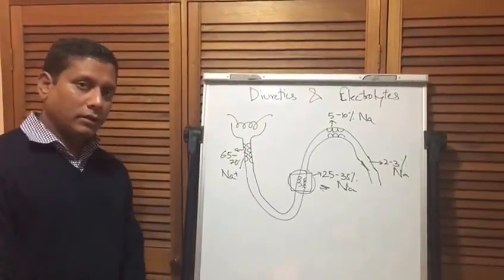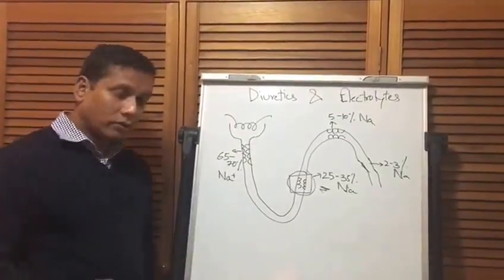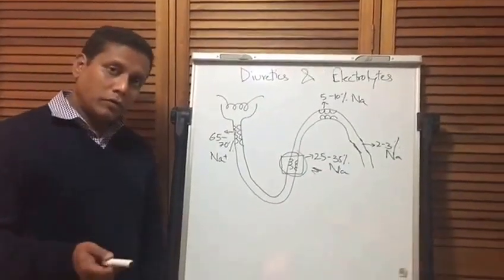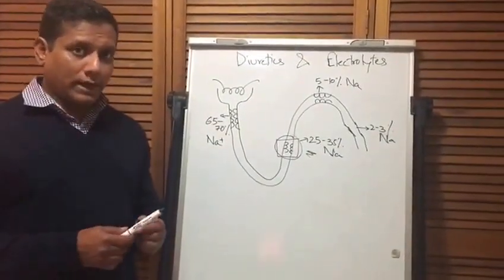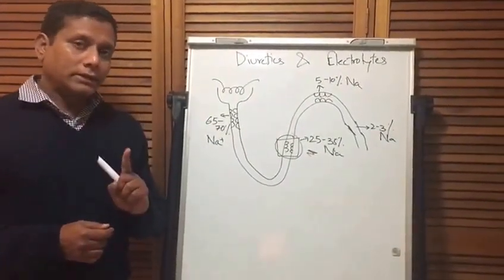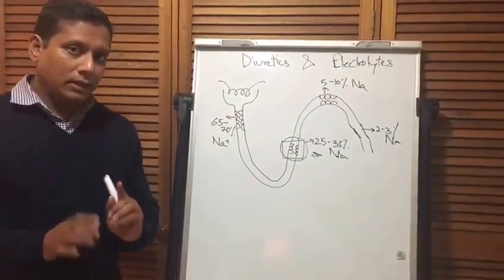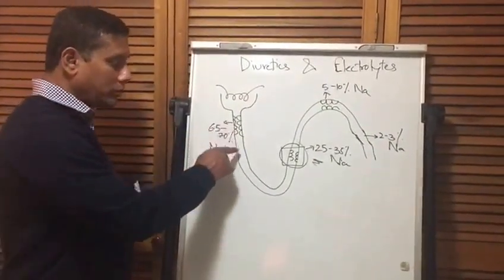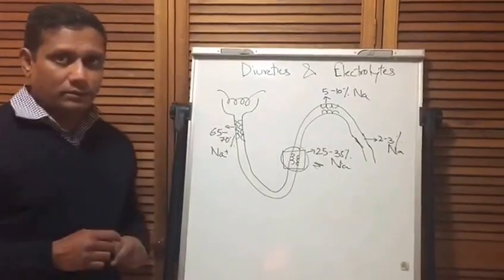Hi, this is Sujit. I'm going to talk about diuretics and electrolytes today. But I suppose before we start, we need to understand how diuretics act. All diuretics act by one single principle, and that's inhibiting the reabsorption of sodium in the tubular cells.